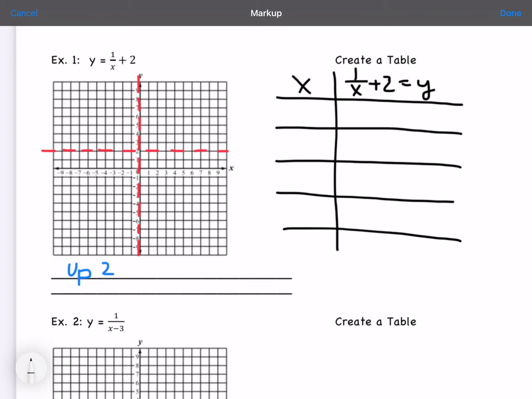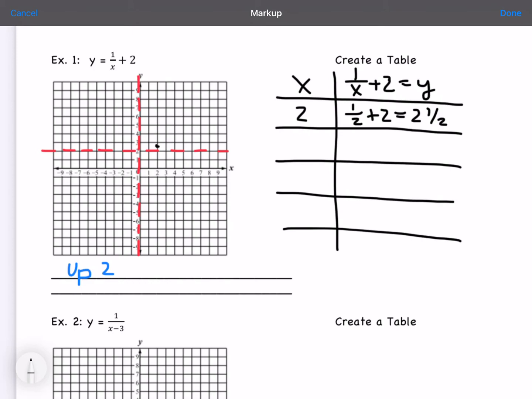Sadie, give me an x value that would be to the right of the vertical asymptote. Just pick any x value. 2, okay. So if x is equal to 2, then we plug it in. So 1 over 2 plus 2 is 2.5. So we have a point at x equals 2 and y equals 2.5. So there's 1 point.